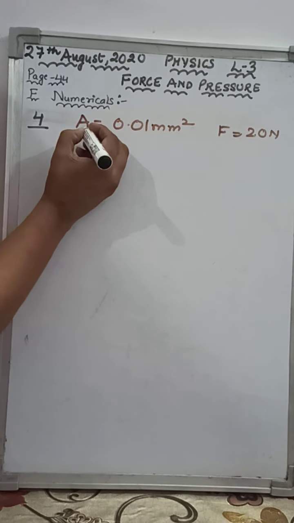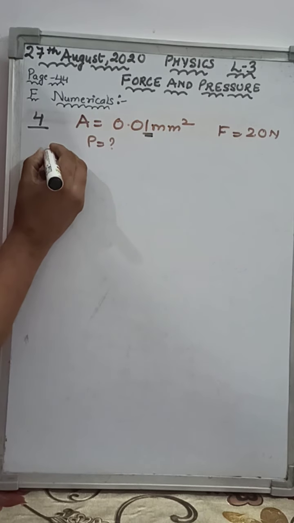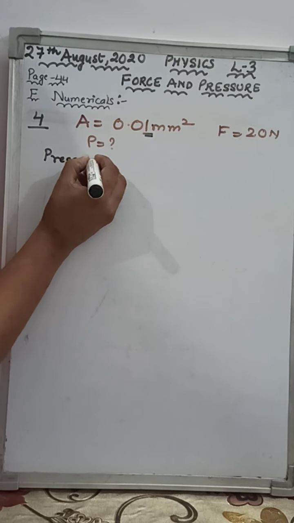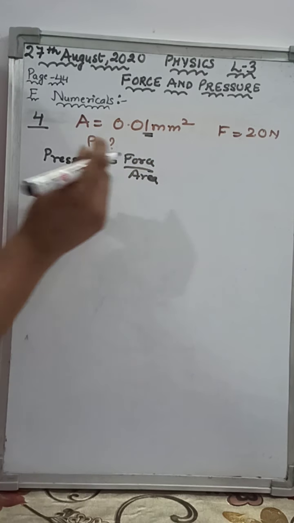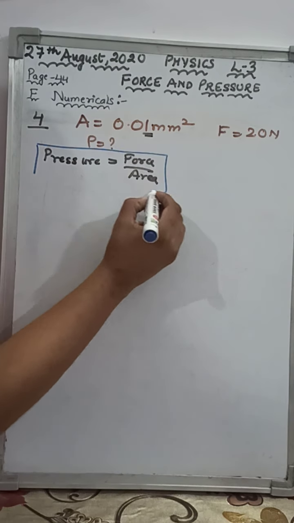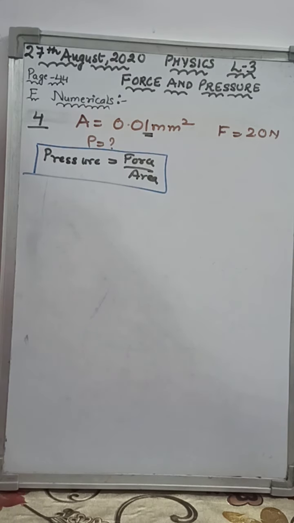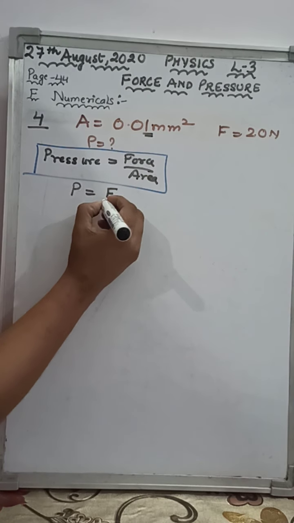Now numerical number 4. Here the numerical says the tip of a drawing pin has an area of 0.01 millimeter square. We have to find the pressure, and force is given to us, 20 Newton. So this is given in millimeter. The formula for pressure is equal to force over area. So this is the formula you have to use for this numerical. Got it? So pressure is represented as P is equal to F upon A.